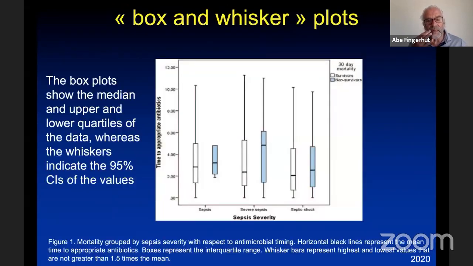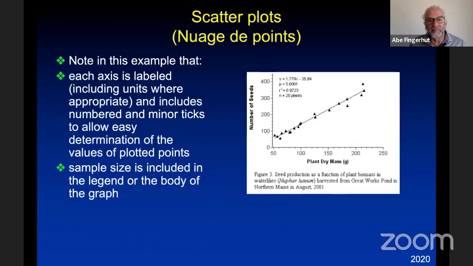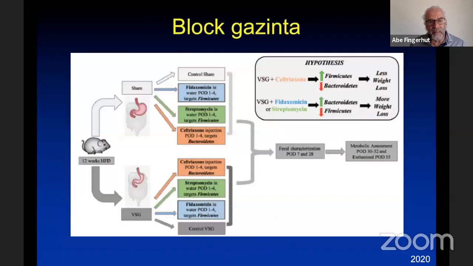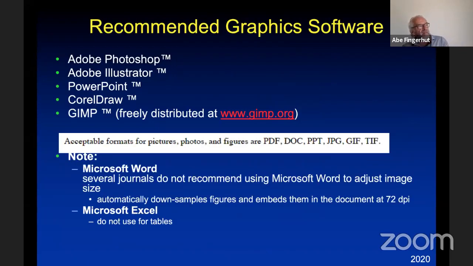Box and whisker plots. ROC curves. Scatter plots. Gantt charts, for instance, for a chemotherapy regimen. A block diagram. Nomograms. Many different types of figures can be used.